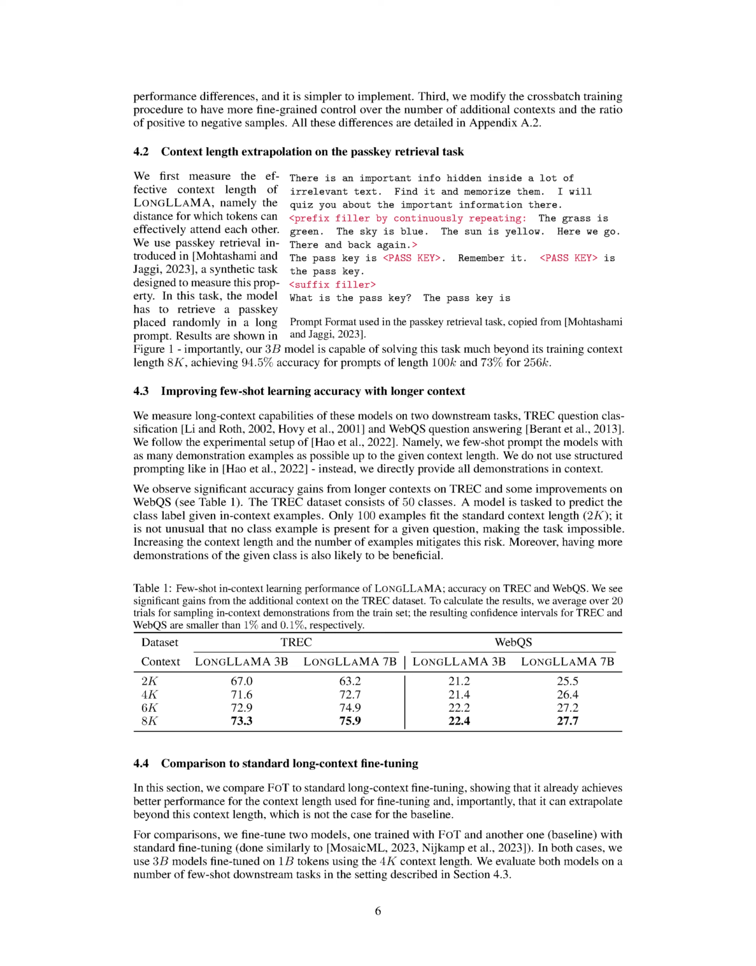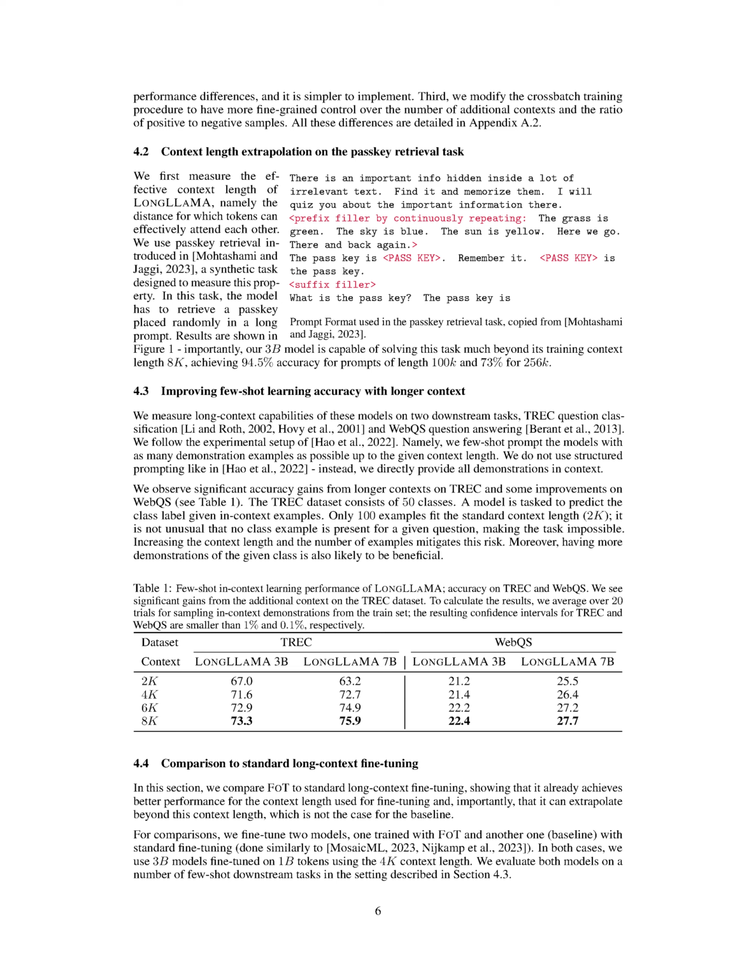Our findings, as shown in the accompanying figure, reveal that our 3 billion parameter model can solve this task well beyond its training context length of 8,000 tokens, achieving an accuracy of 94.5% for prompts of 100,000 tokens in length and 73% for prompts of 256,000 tokens in length.